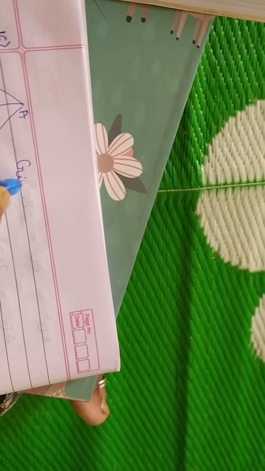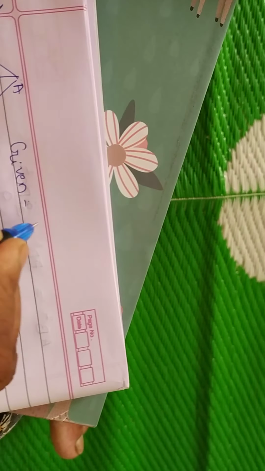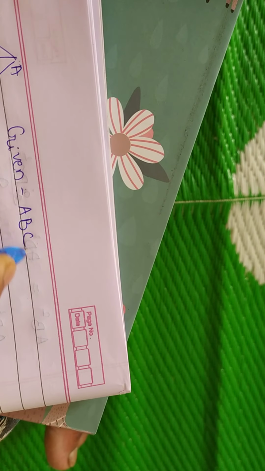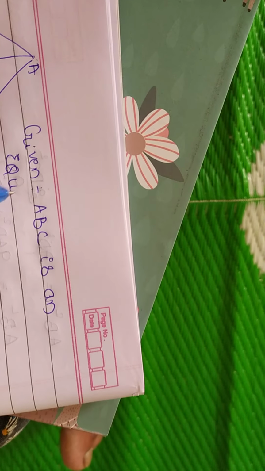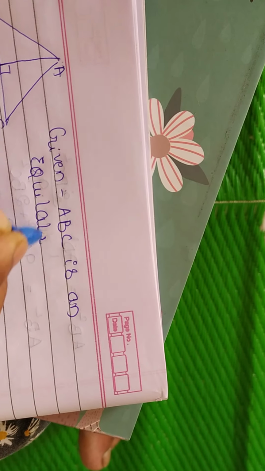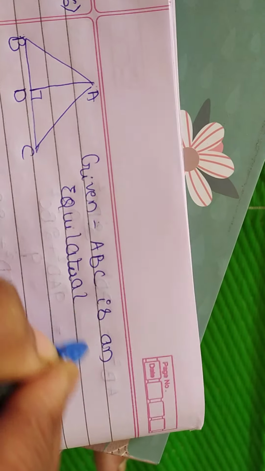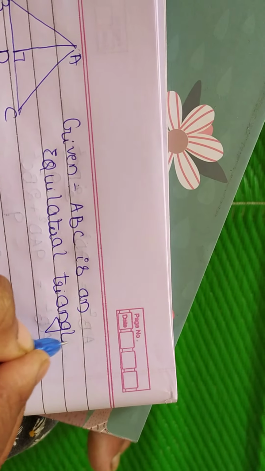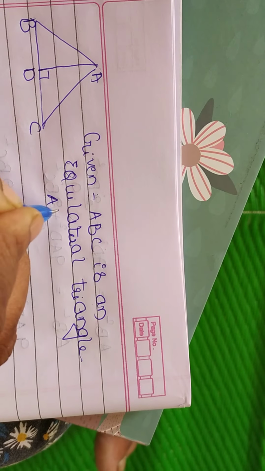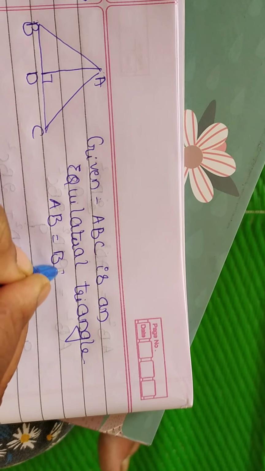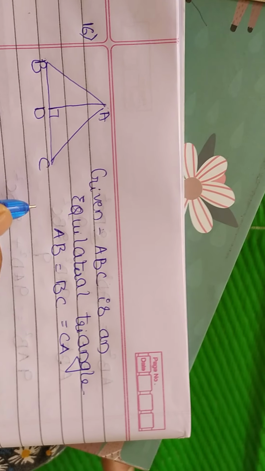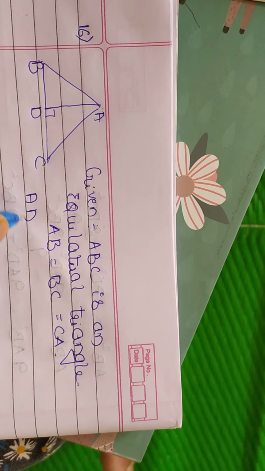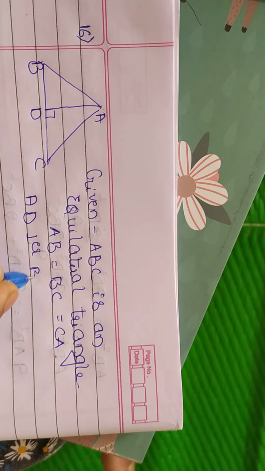So given that ABC is an equilateral triangle. Since it is an equilateral triangle, all the sides will be equal, as well as each angle will be equal to 60 degrees. And we had done that AD is perpendicular to BC.